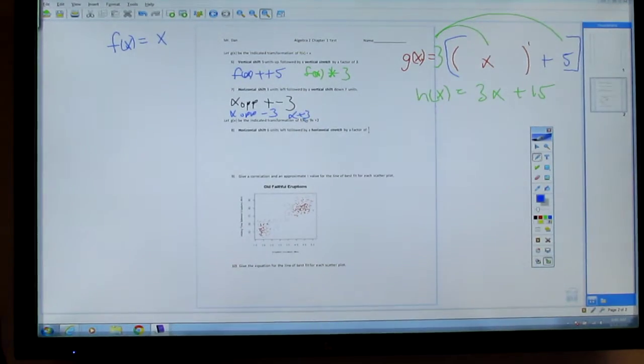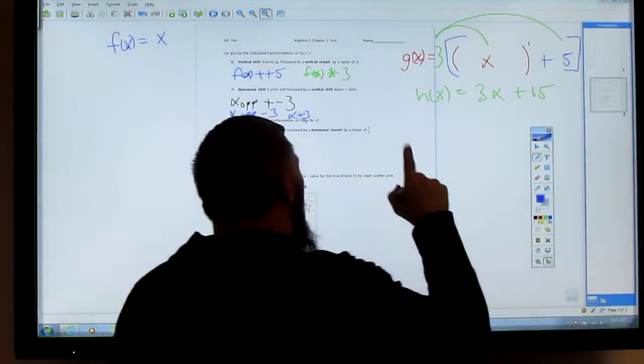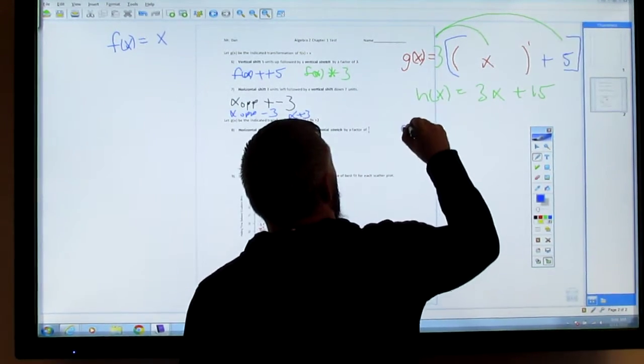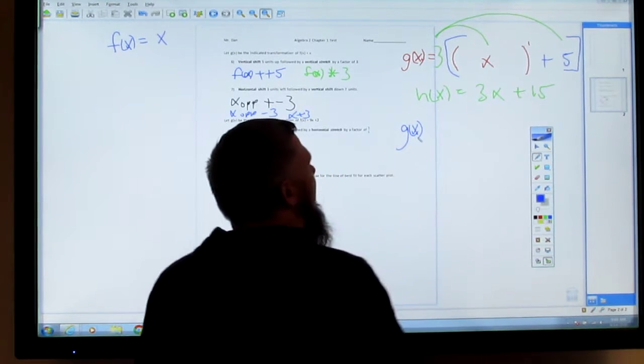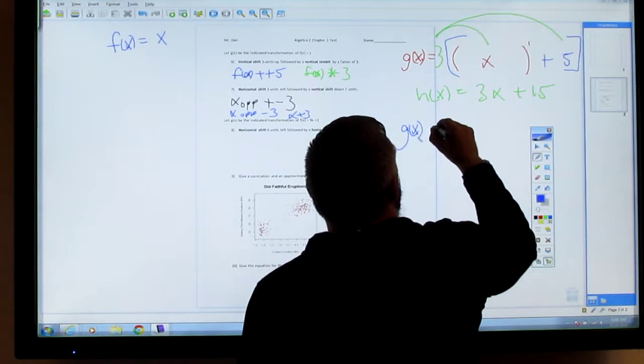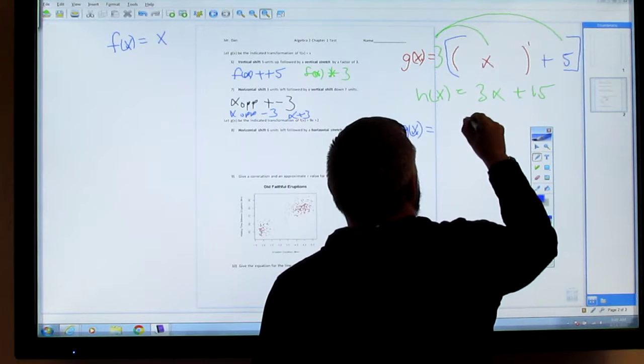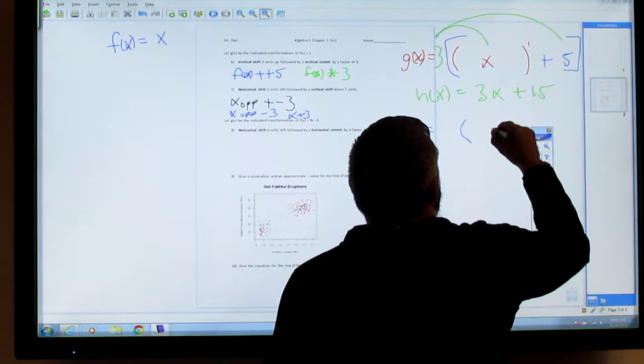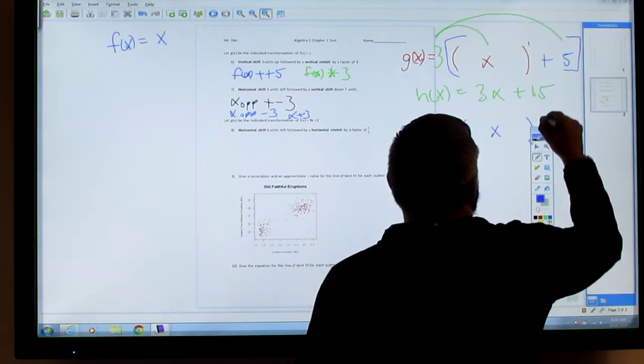Yeah? Okay. So I've got to remember when I'm writing my g of x, I do the same thing as I did before. I have this equals space, parentheses, space, x, space, parentheses, 1.